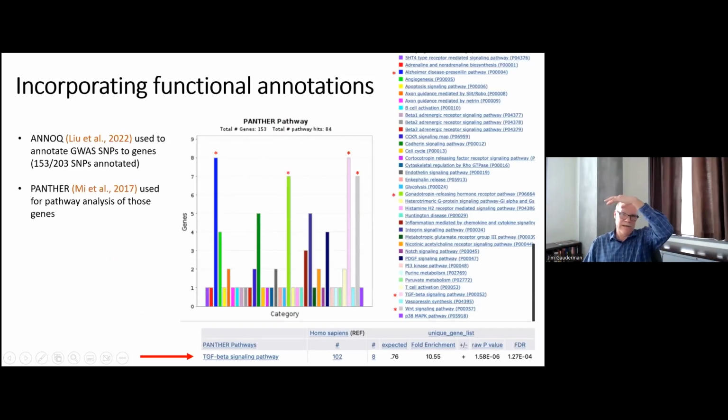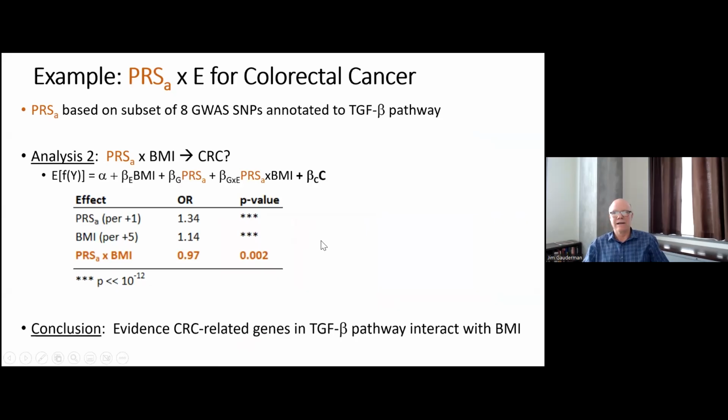And so I worked with my colleague here, Yu Mi, and his group, who have some nice tools for annotating. They took the 203 GWAS significant SNPs that are now known, annotated 153 of them. They were able to annotate to genes, and then did a Panther analysis and identified 4 pathways that were overrepresented by the GWAS SNPs. So I looked at one, the TGF-beta signaling pathway, and it included 8 of the 200 SNPs. I looked at a PRS just based on those 8 SNPs, came back and looked at the BMI interaction and see some significant evidence.